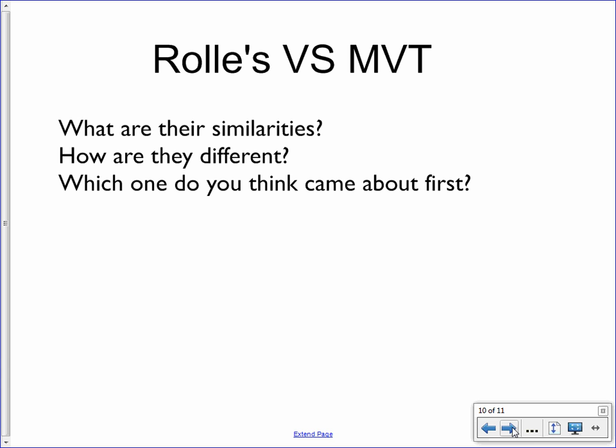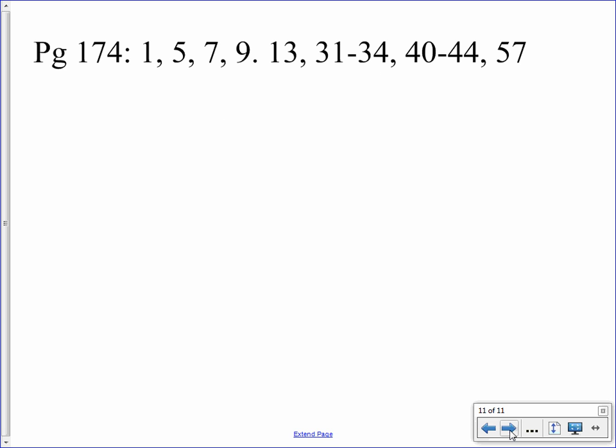Why didn't we do the mean value theorem first? Why didn't we do this in the first place? Here's your homework.